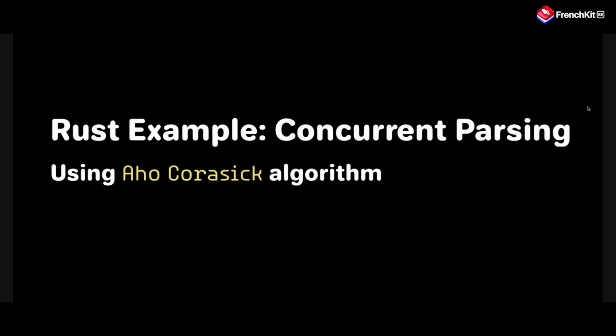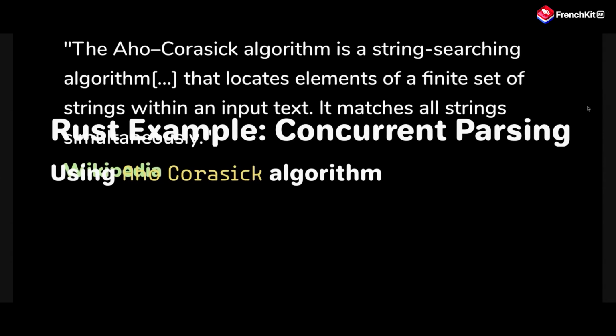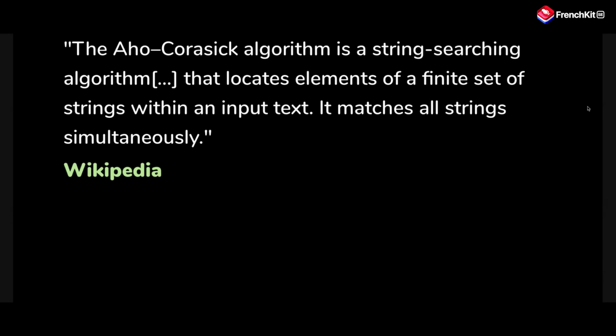I thought I would give a brief example of what that looks like in Rust, like the concurrent parsing and so on. So there's just 2 slides of what Rust code is like. I don't expect you to pay too much attention here. This is not Swift, it's Rust, but I thought it would be interesting. And I'm using something called the Aho-Corasick algorithm for that. If you ask Wikipedia, it says the Aho-Corasick algorithm is a string searching algorithm that locates elements of a finite set of strings within an input text. It matches all strings simultaneously. What that means is this is very fast.